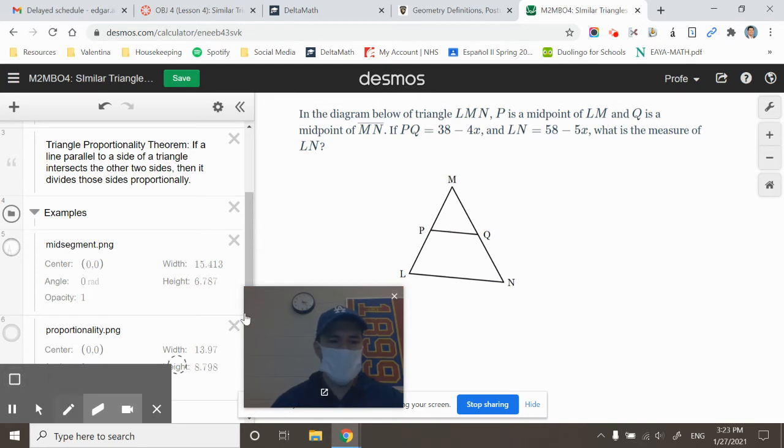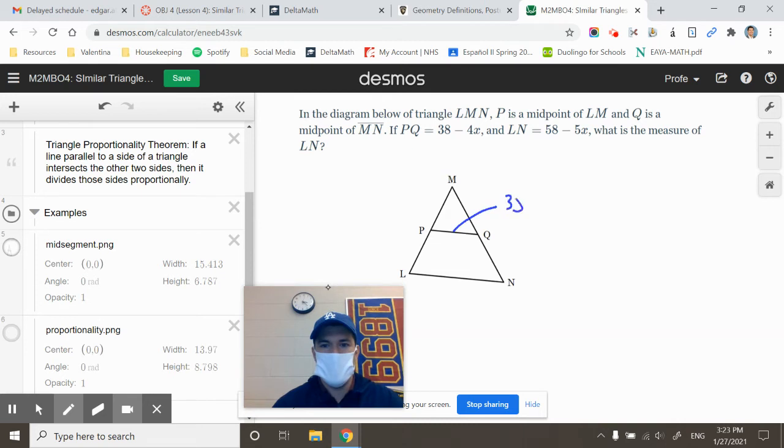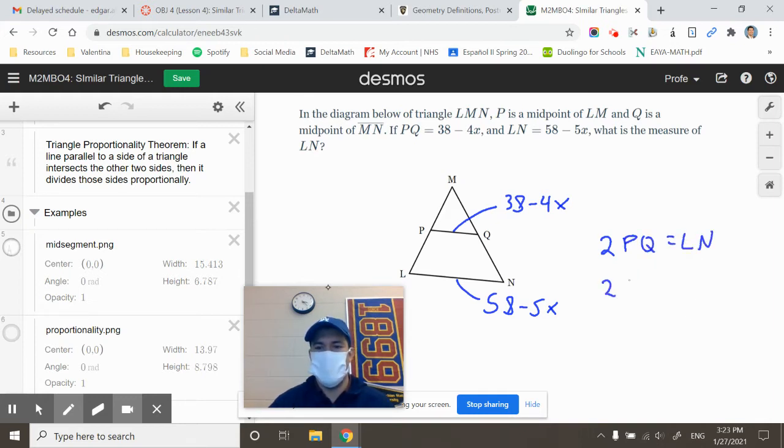For example, if we say that PQ has a measure of 38 minus 4x, so we're going to give it an expression, and we know also LN has a measure of 58 minus 5x, then we can set up our mid-segment theorem by saying, if I take twice PQ, I will get the length of LN. In other words, twice 38 minus 4x should be the same as 58 minus 5x.